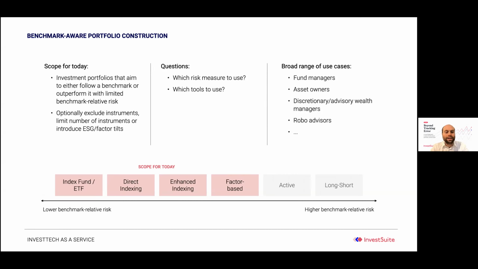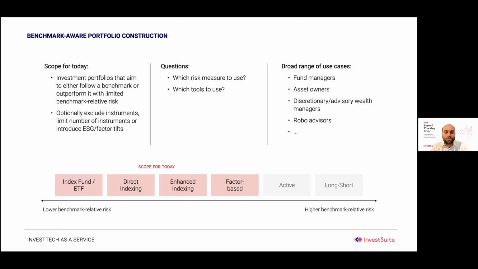So for example, that's direct indexing, where we directly build index tracking portfolios for end customers. Enhanced indexing, where we use some techniques to try and slightly outperform the benchmark. And factor investing, where systematic tilts, for example, to quality, value, momentum, or ESG factors, are incorporated in a portfolio with the aim of either generating outperformance or other positive impact, such as sustainability.